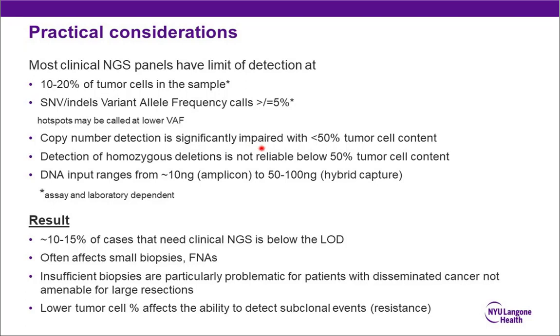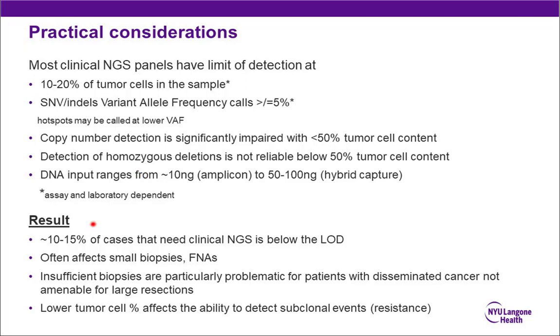And then the second thing, as I showed you, is that we often talk in clinical laboratories about tumor cell percentage, but it is also DNA input that plays a significant role. You have to have a biopsy or resection big enough to provide enough DNA input. That ranges between about 10 nanograms for amplicon-based NGS chemistry to about 50 to 100 nanograms for hybrid capture. And again, it depends on the laboratory and the assay.